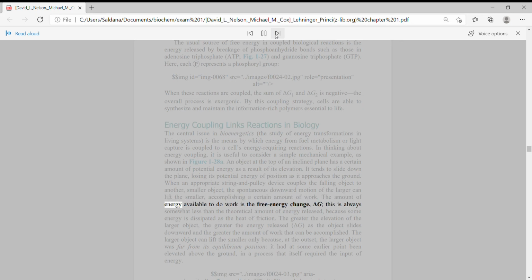The amount of energy available to do work is the free energy change, delta G. This is always somewhat less than the theoretical amount of energy released, because some energy is dissipated as the heat of friction. The greater the elevation of the larger object, the greater the energy released, delta G, as the object slides downward, and the greater the amount of work that can be accomplished.